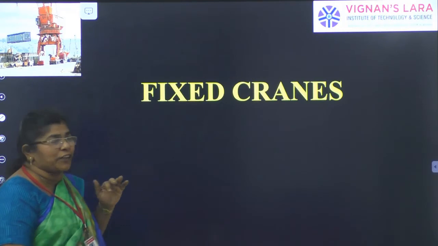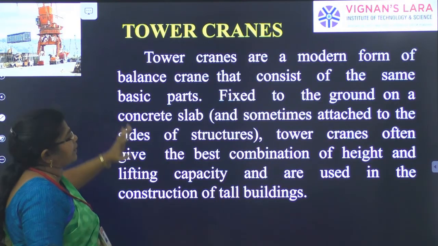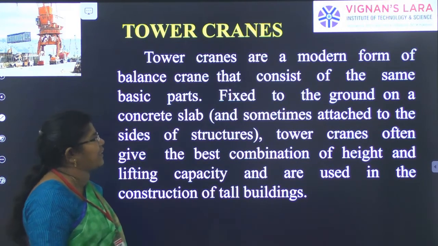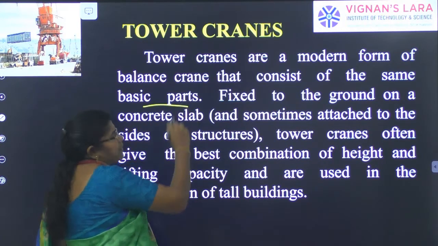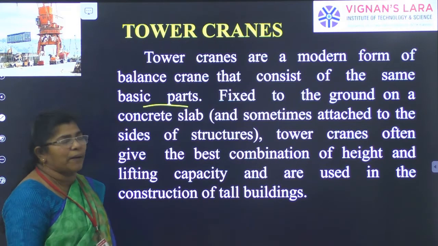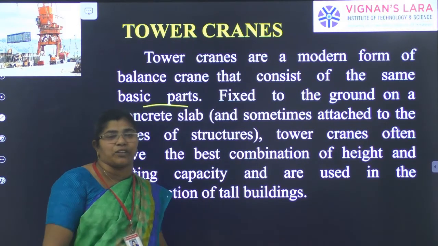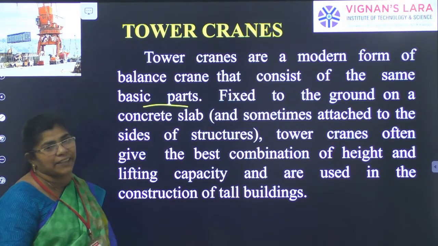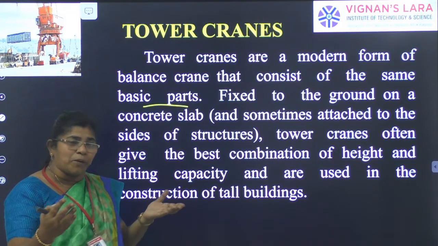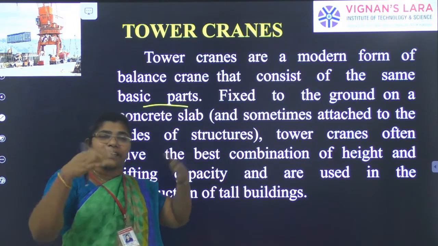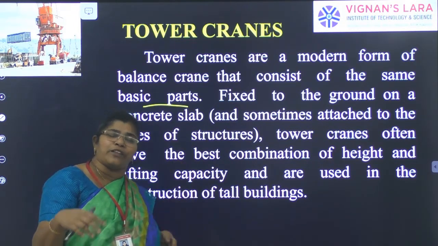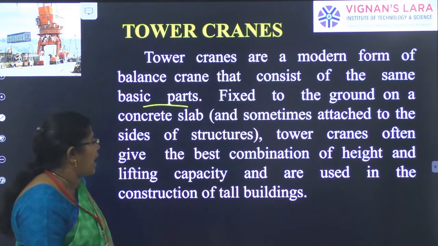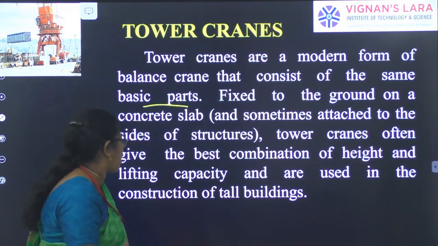Now we are going to the fixed cranes. One of the fixed cranes is the tower crane. A tower crane is a modern form of balanced crane that consists of the same basic parts as the mobile cranes, but the main thing is that it is fixed to the ground, on a concrete slab, or sometimes attached to structures. It can even be kept above some 10 floor structures. That is one of the modernized cranes.